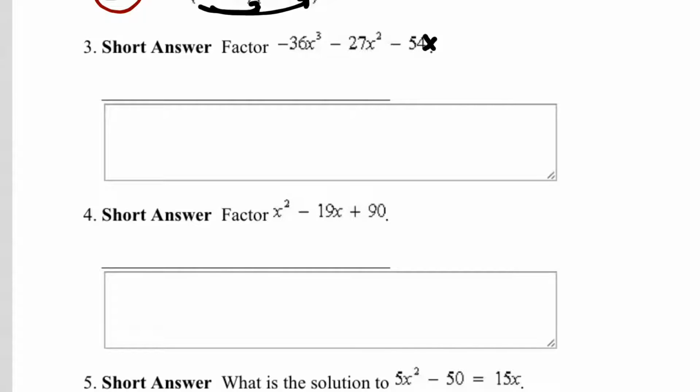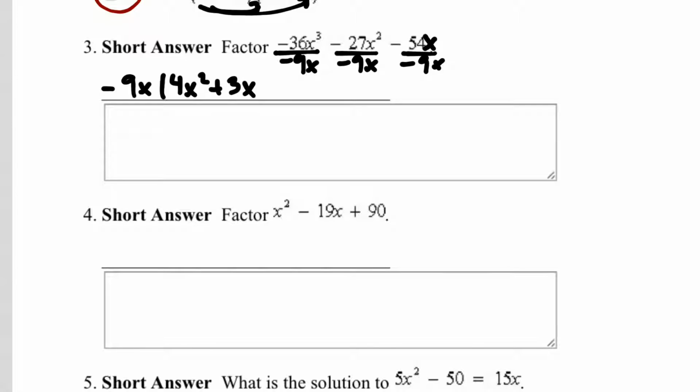So the only thing I can see here is that they all have a negative 9x in common. So when you do that, you factor out negative 9x, and what's left inside is going to be 36 divided by 9, which is 4, x squared, plus, because you're dividing by negative, so it's positive, 3x, plus 6. And then you can try to factor that, right?